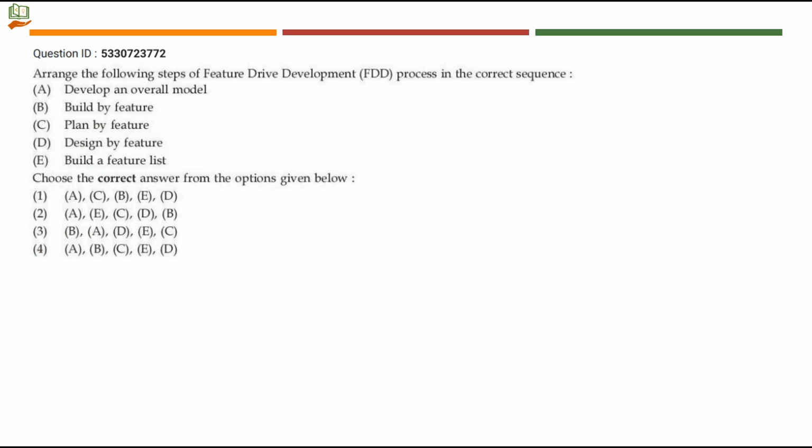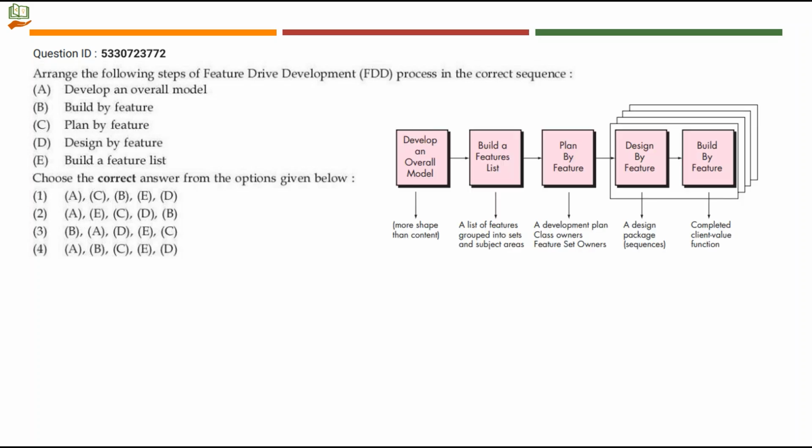Next question. Arrange the following steps of feature driven development process in the correct sequence. So they have given 5 options. I'll just give you the process in the sequence. So we are developing an overall model. This is A. The next step is to build a features list. So we have to build a list first, and only from that particular list we are going to plan by feature. So next step comes plan by feature, which is C.